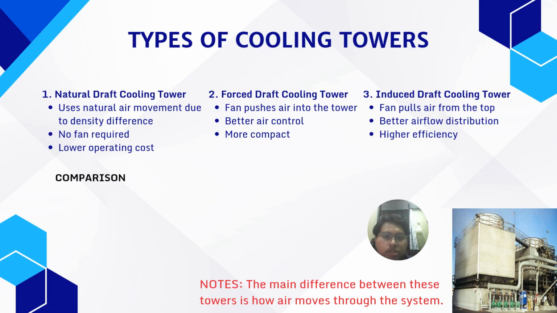For the comparison, for natural draft, the air movement is natural convection, so the energy used is low. For the forced draft, a fan will push the air, and the energy used is medium. For the induced draft, a fan will pull the air, so the energy used is higher. So we can note that the main difference between these tower systems is how the air moves through the system.